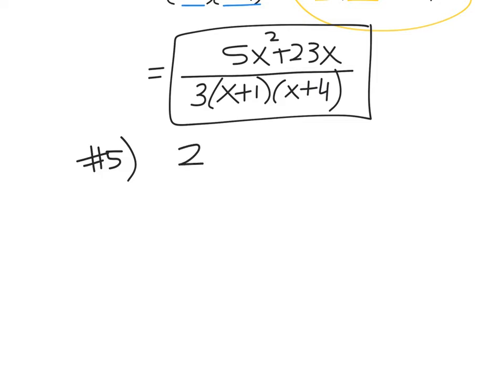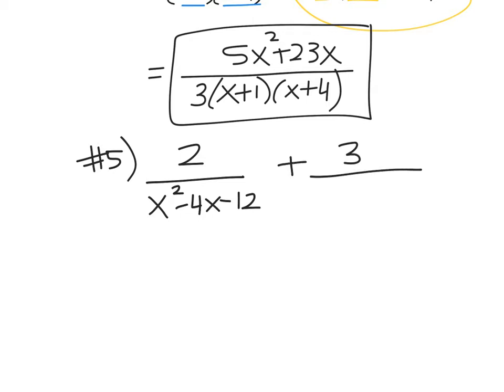All right. 2 over x squared minus 4x minus 12, plus 3 over 4x plus 8. Okay. This is just like the last one.